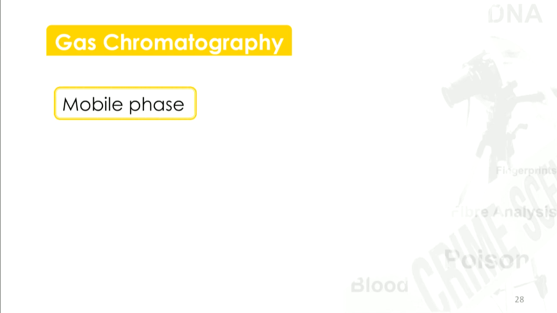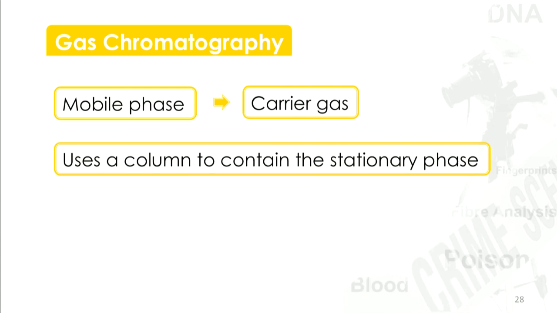For a start, in gas chromatography, as you might be able to figure out from the name, the mobile phase is not a liquid, it's a gas, often referred to as the carrier gas. In addition, gas chromatography does not use a plate. It uses something called a column as the container for the stationary phase. Now, even though it's called a column, it doesn't actually look like a column. The name is retained for historical reasons.